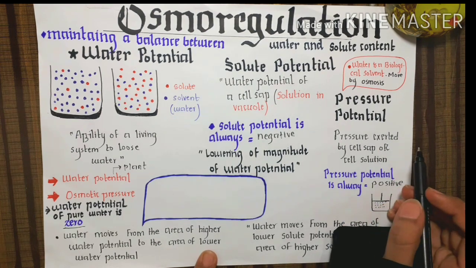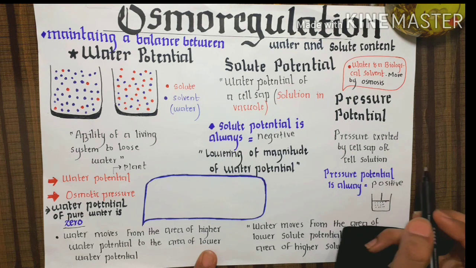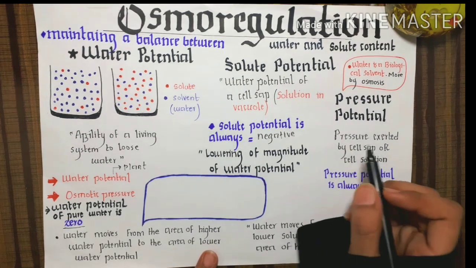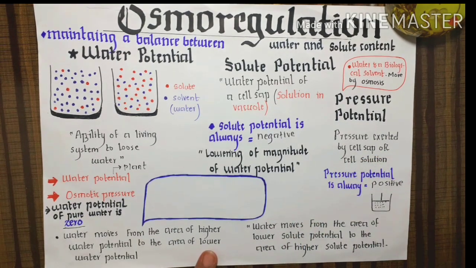Or we can define it as the pressure exerted by the cell sap of the cell or the cell solution. It means pressure exerted by the vacuole or the entire cytoplasm. It is called pressure potential.